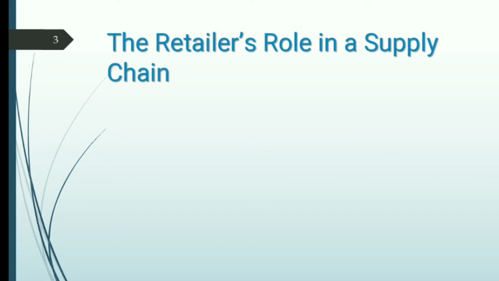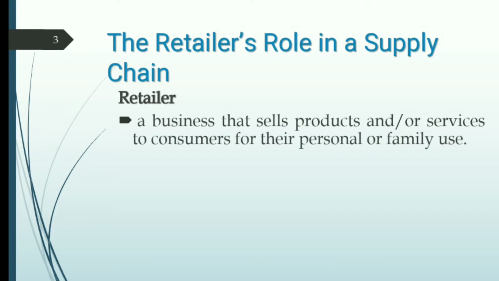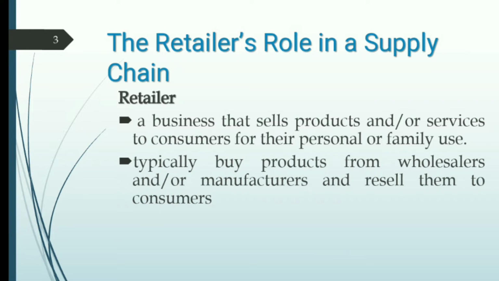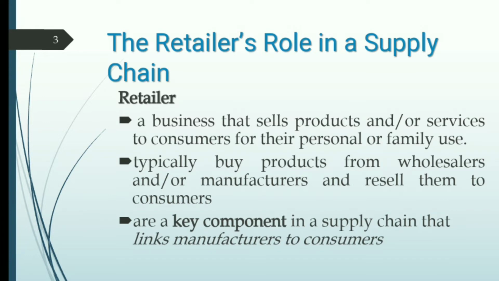Okay, so before going into the role of the retailer in a supply chain, we will first define what is a retailer. So a retailer is a business that sells products and or services to consumers for their personal or family use. The retailer typically buys products from wholesalers and or manufacturers and then resells them to consumers. And here's now the role of the retailer in a supply chain. So the retailer links manufacturers to consumers. So that is the role of the retailer in the supply chain. Again, links manufacturers to consumers.